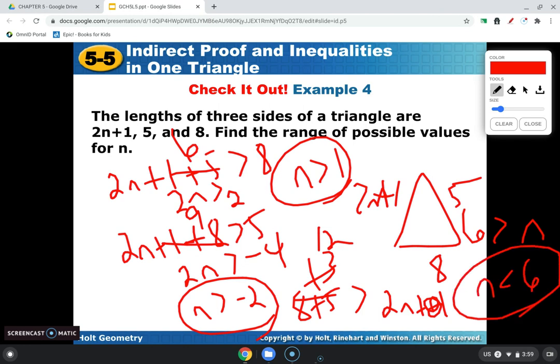Well, if n is greater than 1, it already has to be greater than negative 2, so we're going to get rid of that. So our two answers are n is greater than 1, but n is less than 6. So that is our range. So set up your three inequalities, solve them, and go from there.